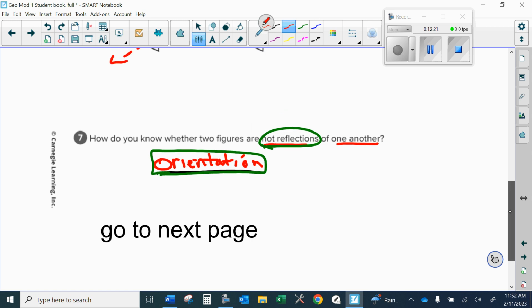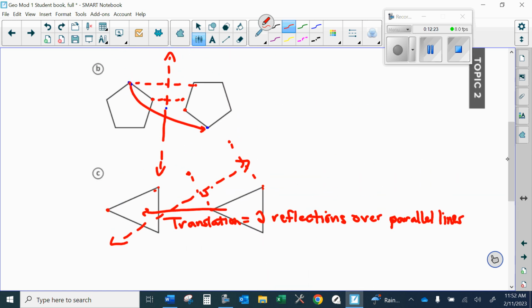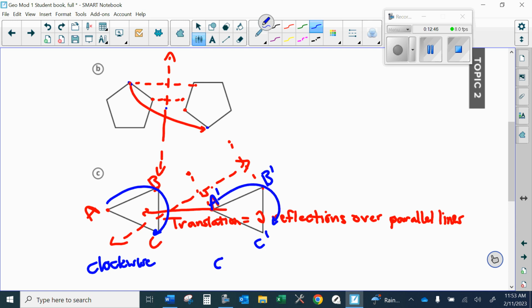Okay, orientation refers to, like, say I call this A, B, and C, and this is, let's change the color here, A prime, B prime, and C prime. So notice ABC, the orientation is clockwise, and A prime, B prime, C prime is also clockwise. So they're the same orientation. So orientation refers to clockwise versus counterclockwise.